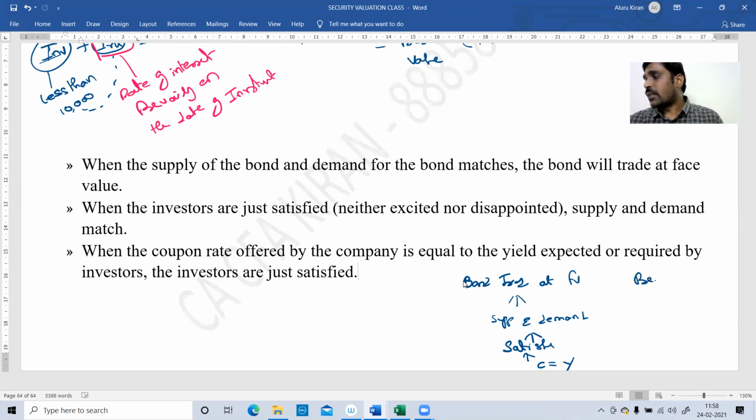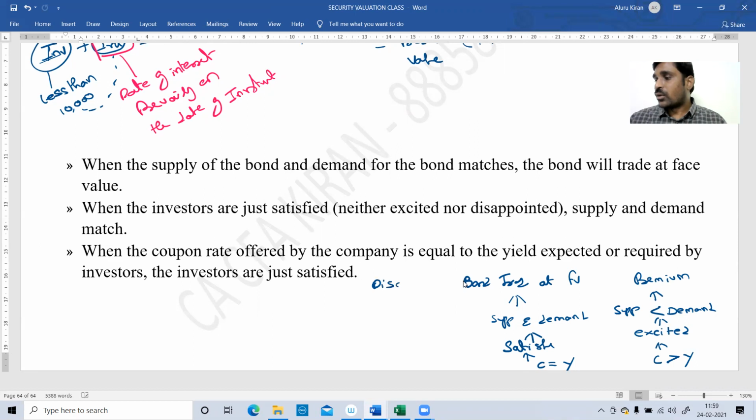Next, the bond trades at a premium. When the bond trades at a premium, demand exceeds supply. When this happens, investors are excited, not just satisfied. They are very happy. The coupon offered by the company is more than the yield, so investors are excited, demand is more and supply is less.